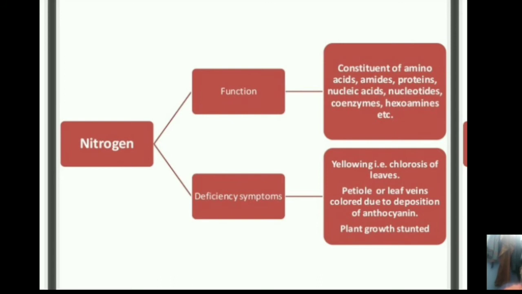If nitrogen deficiency is present in the plant, it shows yellowing, that is chlorosis of leaves, and yellowing of veins and leaves. In the same way, petioles and leaf veins are colored due to deposition of anthocyanin. Plant growth is stunted. So due to nitrogen deficiency, you can see all these symptoms in the plant.